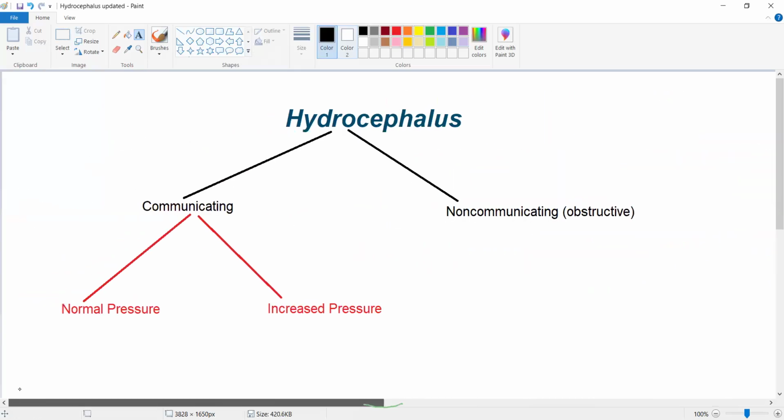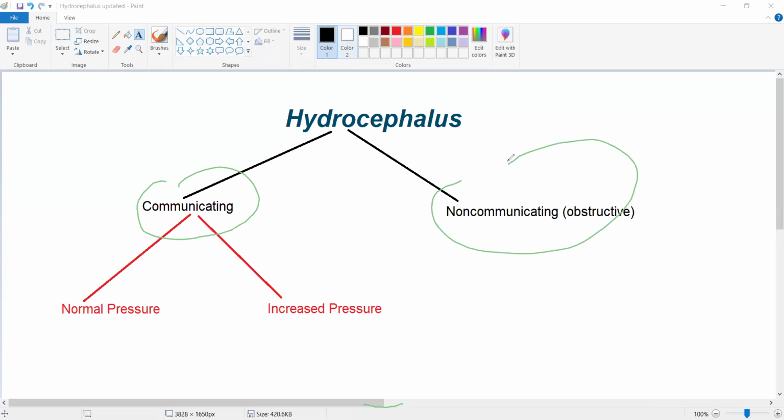Now moving toward the types of hydrocephalus. It is divided into two types, communicating and non-communicating. Communicating means non-obstructive, and non-communicating means obstructive hydrocephalus. The communicating hydrocephalus is further divided into normal pressure hydrocephalus. What is the triad of normal pressure hydrocephalus? Very high yield.